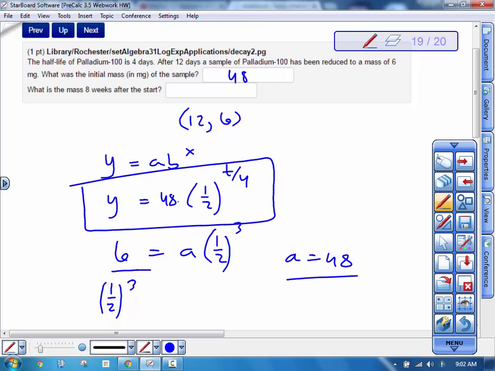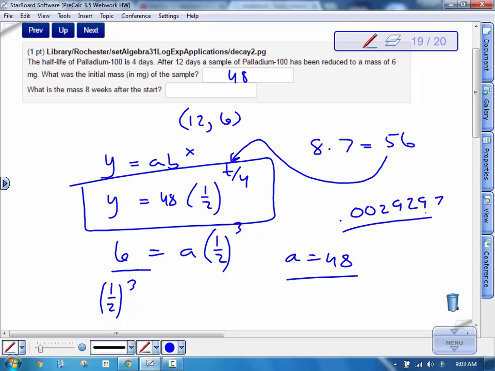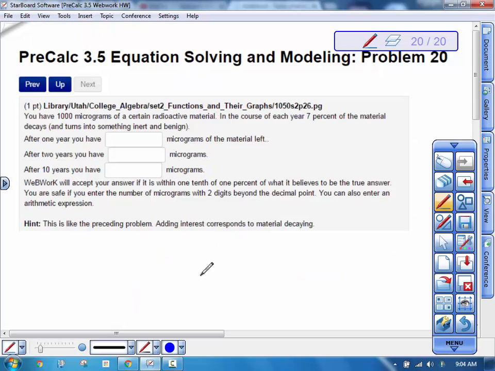So the first answer is 48, and I can use this equation to answer the second question, which is what's the mass 8 weeks after? 8 weeks would be 8 times 7 days a week, which is 56 days. So we're plugging in 56 days right in for that t, because this t has to be in days. And if we solve that, that gives us a small decimal like 0.0029297-ish for how much amount, and that's in micrograms or milligrams goes here.